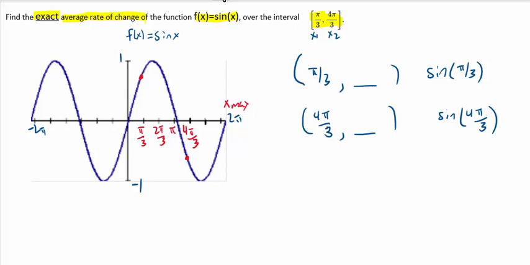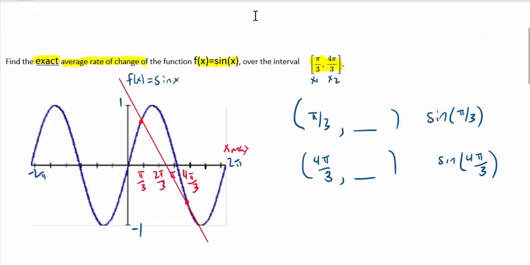Now, if I was to draw a line connecting those 2 points, that would be the secant line. And I've drawn that secant line in red. Now, the slope of that secant line would be the average rate of change, and that's what we're trying to find. So, of course, now we need to find the 2 outputs of those 2 points so that we can calculate the slope arithmetically. And again, we need to give an exact value, meaning that we cannot give an answer with a rounded decimal. So you can't simply go to your calculator and type in sine of pi over 3 and sine of 4 pi over 3 and report the decimal approximation of that. We're going to need to go to the unit circle to get the exact values of those outputs.